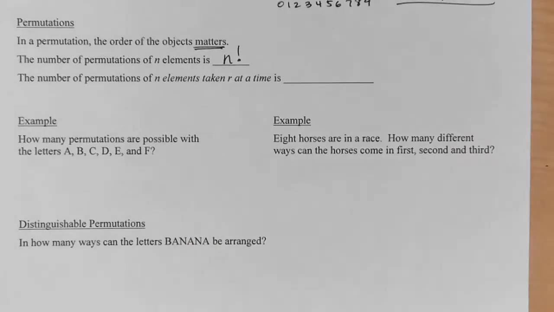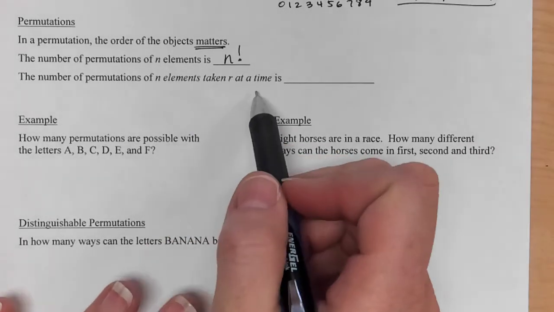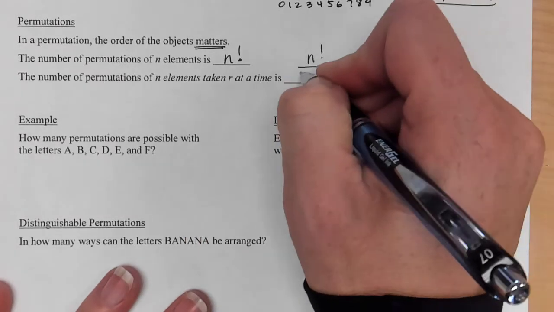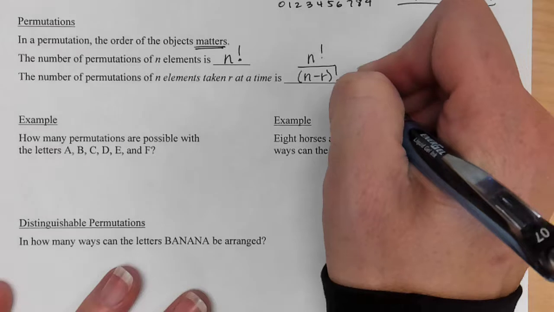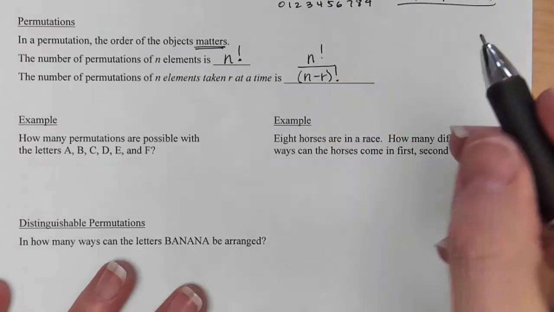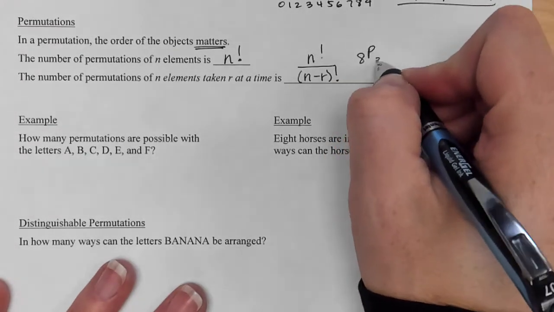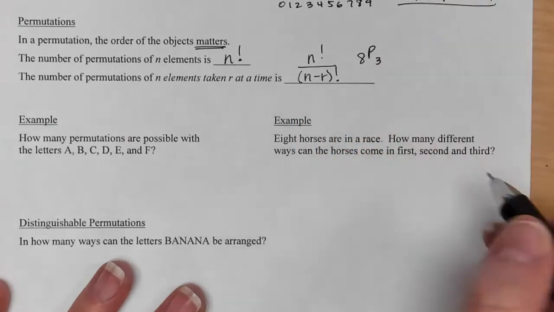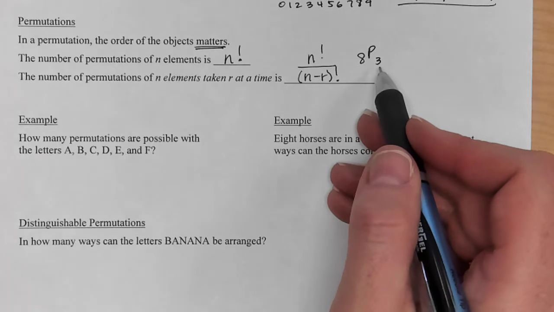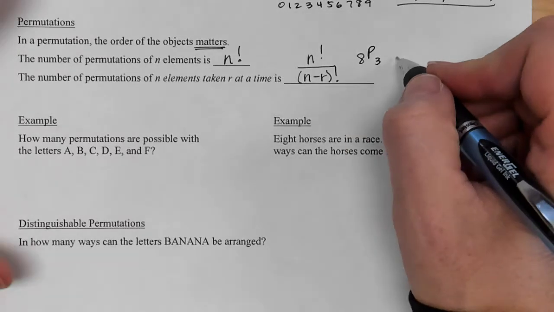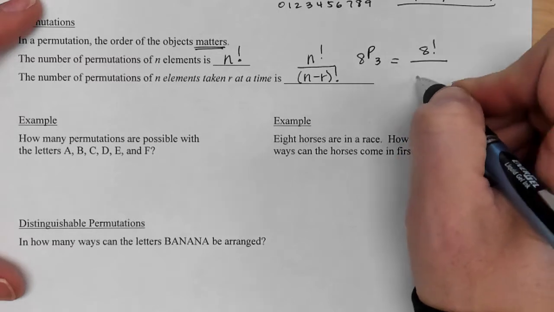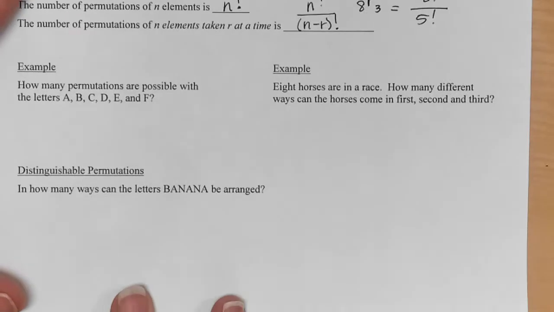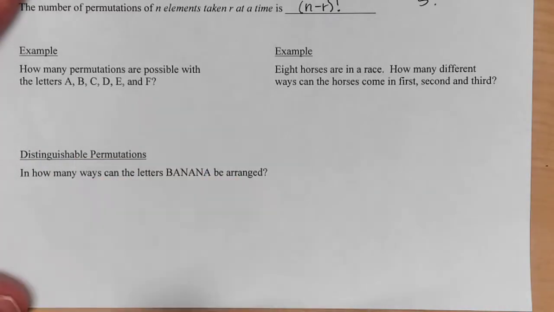Okay? The number of permutations of n elements taken r at a time, so I'm arranging things so many at a time, follows this formula, and this is just the formula that your calculator is doing, or that my calculator just did with 8P3. This side being the n and this side being the r. So you have 8 objects and you're arranging 3 of them at a time. What my calculator just did was 8 factorial over (8 minus 3) factorial, which is 336.